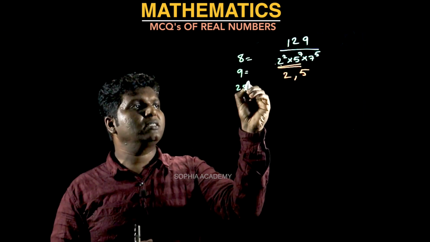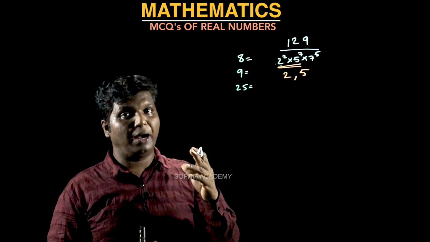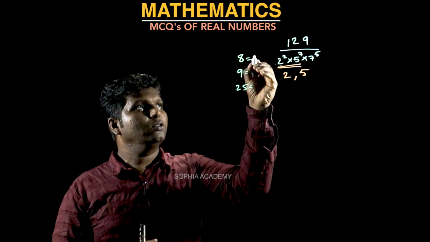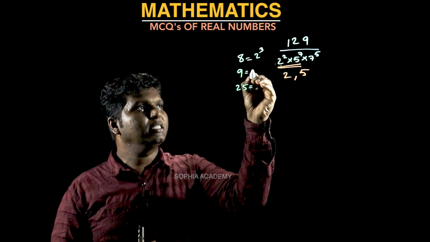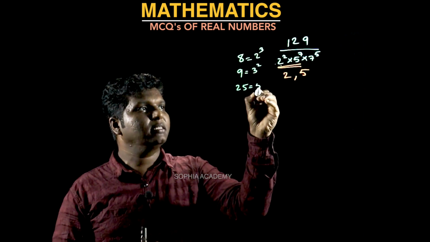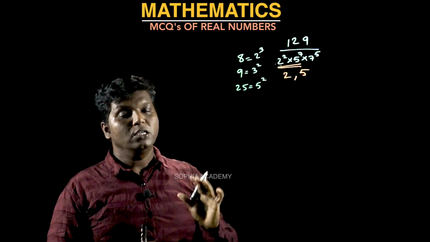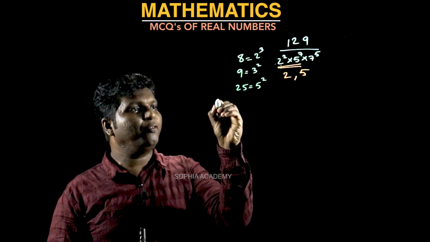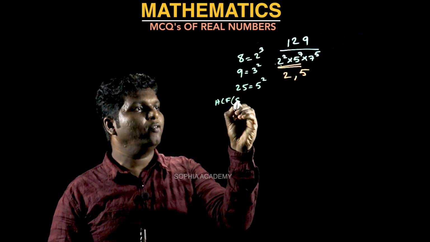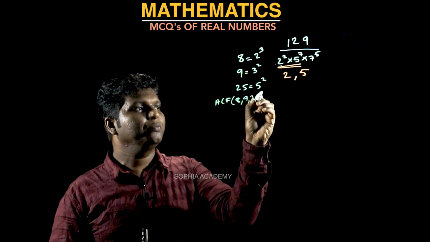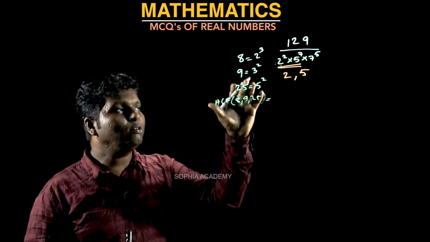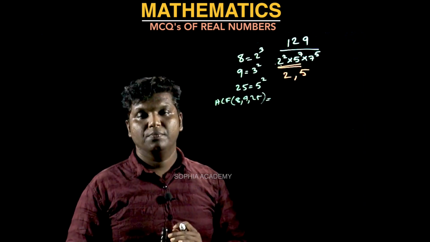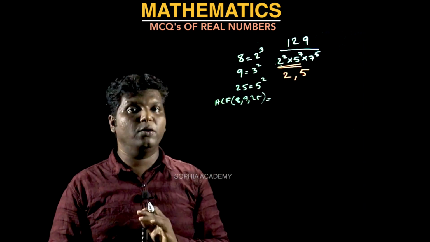Every time, express them as powers of primes. So this can be expressed as 2 cube, this can be expressed as 3 square, and this can be expressed as 5 square. After getting this, you have to find the HCF of 8, 9, and 25, right? So what do you have to do? You have to see whether there are any commons. If there is any common, that will be your answer.